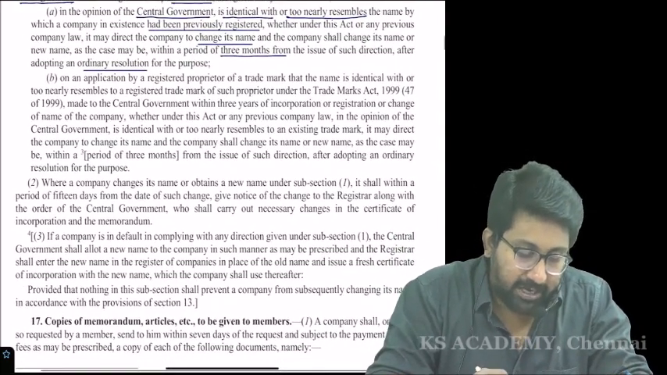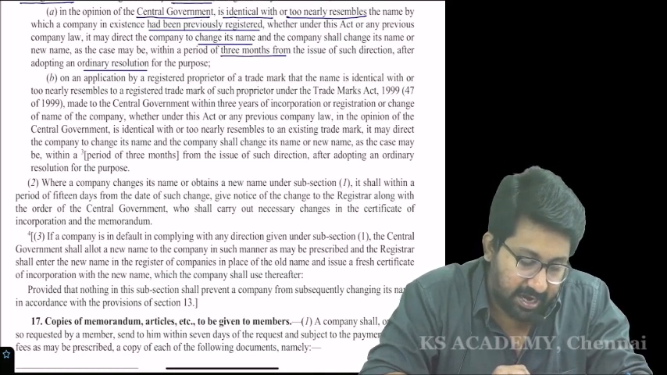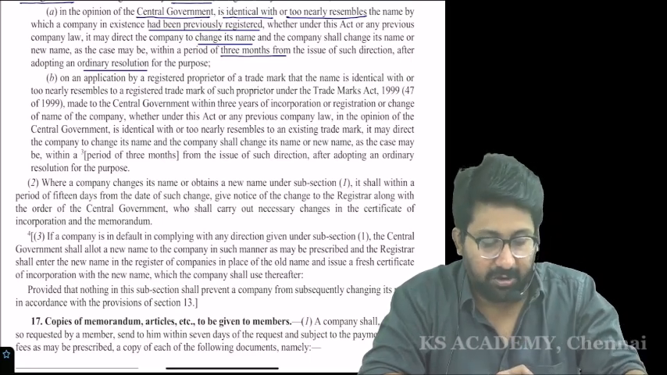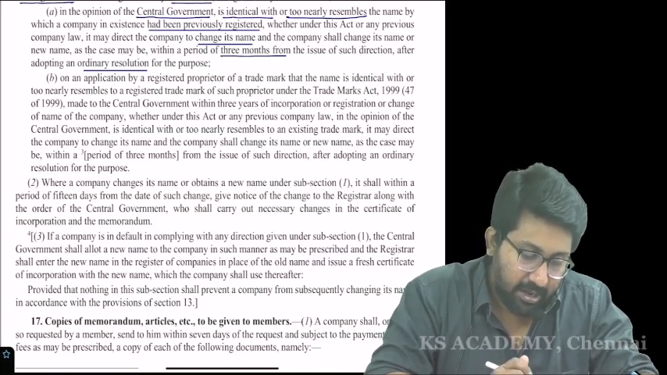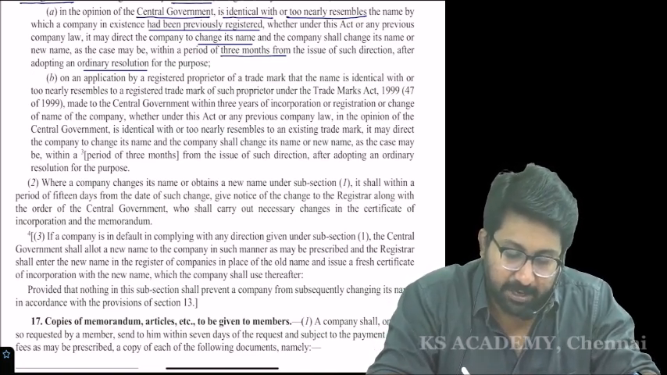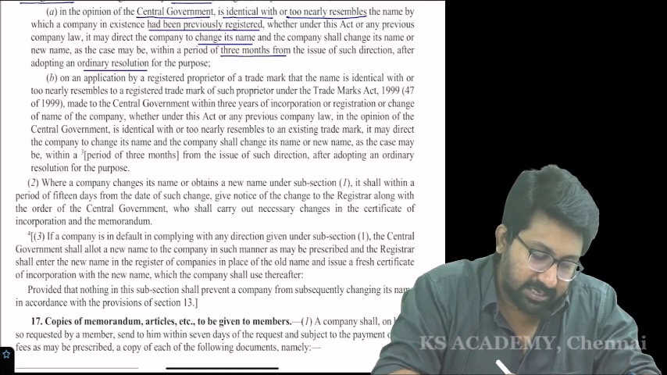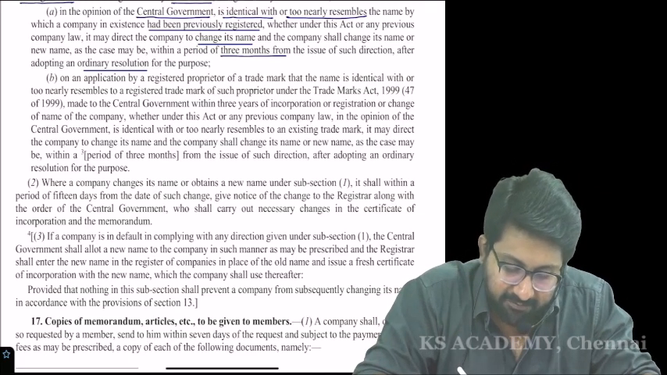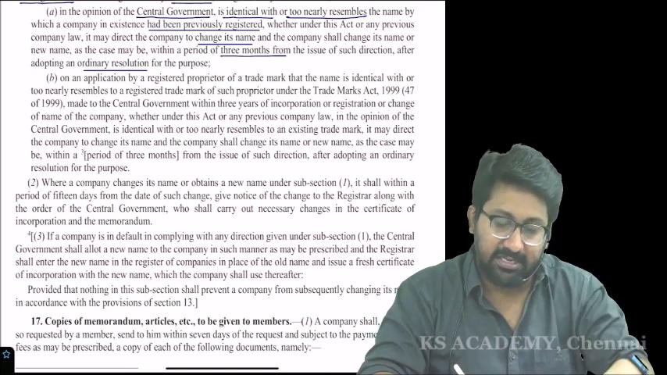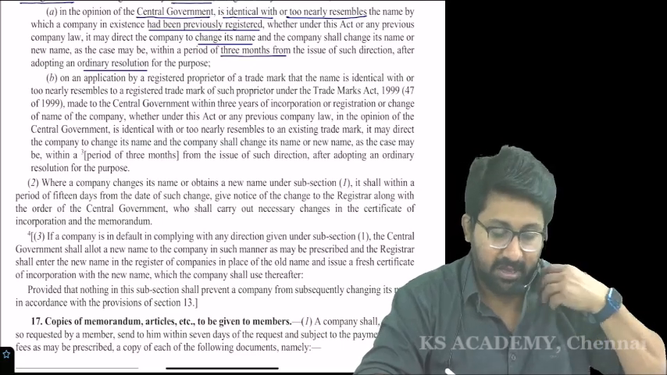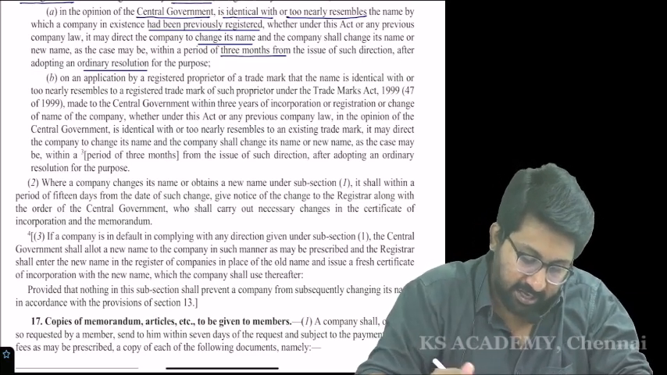B. On an application by a registered proprietor of a trademark that the name is identical with or too nearly resembles a registered trademark of such a proprietor under the Trade Marks Act 99, made to the CG within 3 years of incorporation or registration or change of the name, whether under this Act or previous company law, if in the opinion of the central government it is identical or too nearly resembles the name of an existing trademark, it may direct the company to change its name, and the company shall change its name within a period of 3 months from the date of such direction, after adopting an ordinary resolution for the purpose.